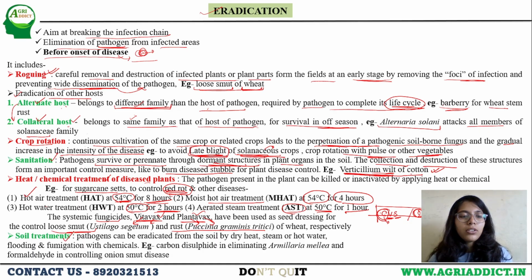Soil treatment is also done, and it can be done by dry heat, steam, or hot water. For example, carbon disulfide is used in elimination of Armillaria mellea. It is a pathogen. And formaldehyde is used in managing onion smut disease.